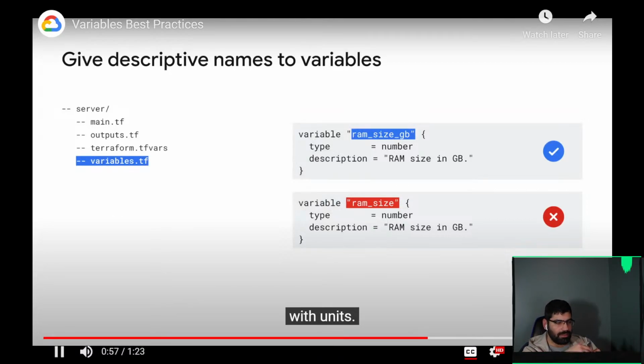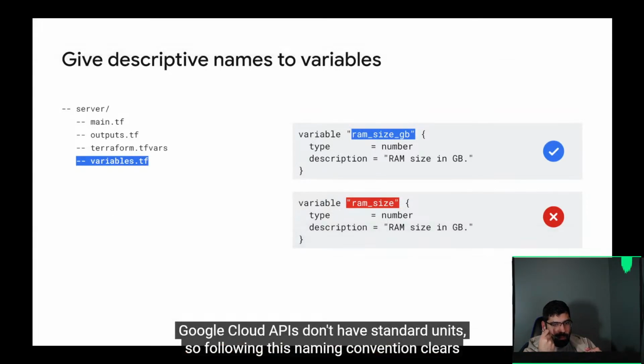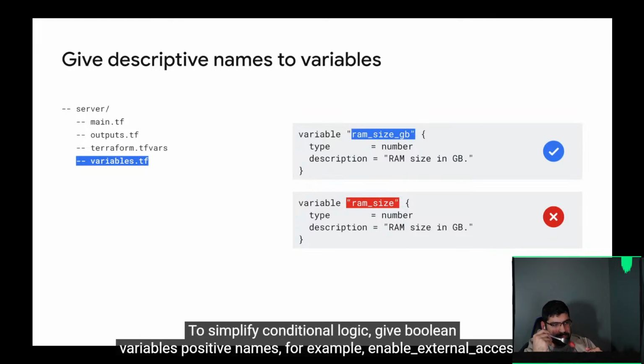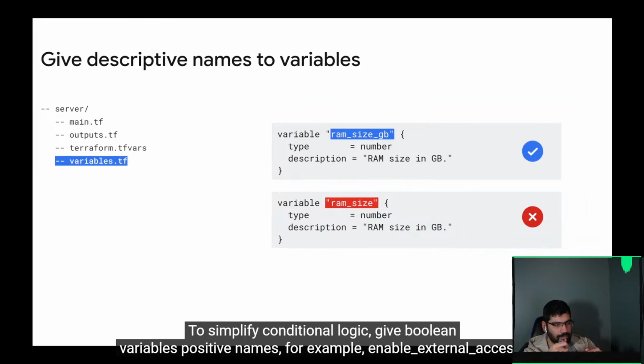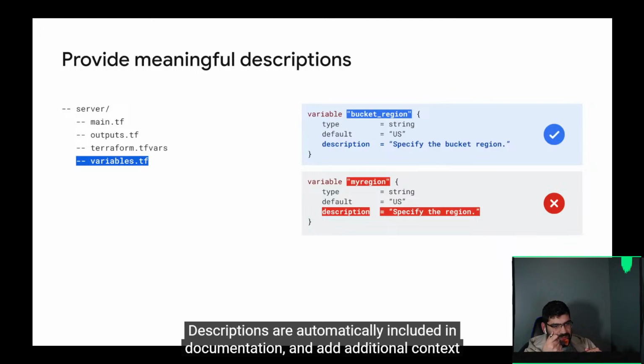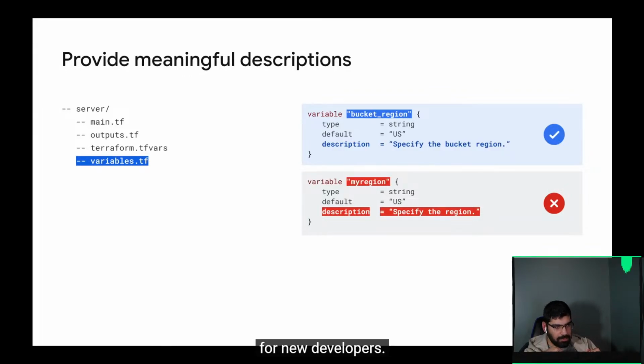Be named with units. Google Cloud APIs don't have standard units, so following this naming convention clears the expected input unit for configuration maintainers. To simplify conditional logic, give Boolean variables positive names, for example, enable external access. Finally, variables must have descriptions. Descriptions are automatically included in documentation and add additional context for new developers.